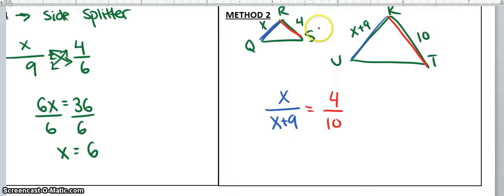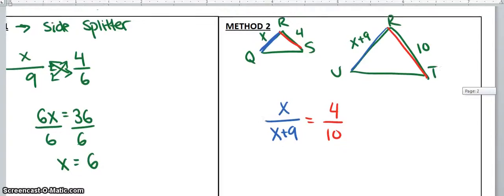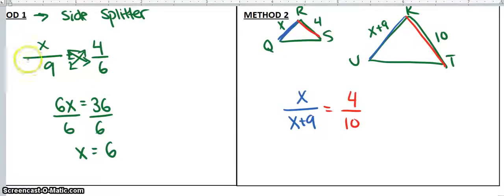Okay, you can do it the other way too. I could do 10 over 4 equals X plus 9 over X. It doesn't matter. And you can solve it this way. And the reason that side splitter is nice is because I don't have any equations necessarily.